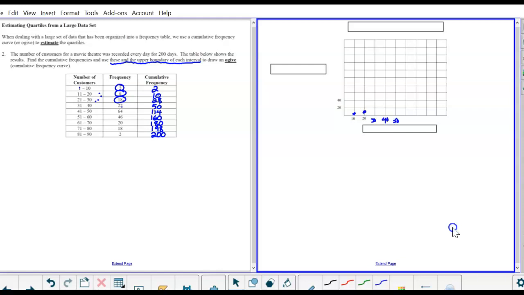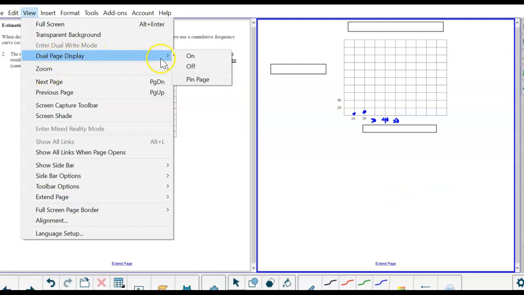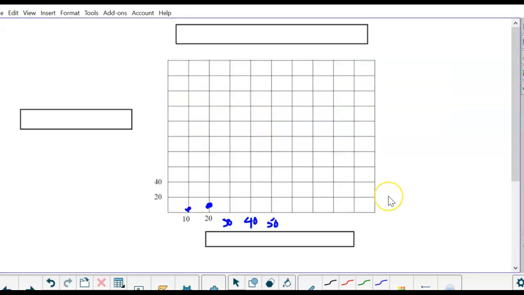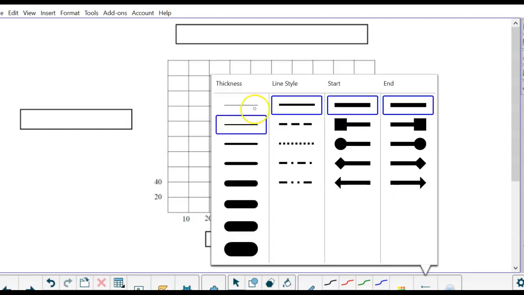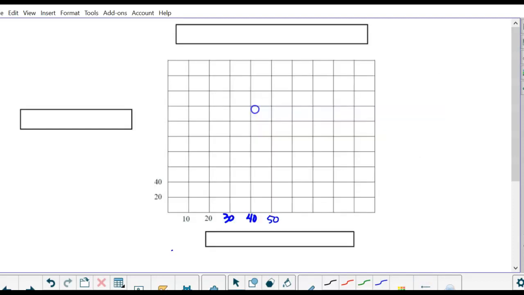Actually, I'm going to make mine bigger. So this is too small, and I'll just look at my paper. Okay, and then notice how these are going up by 20s. You got to be equally spaced, so you can't change the scale.